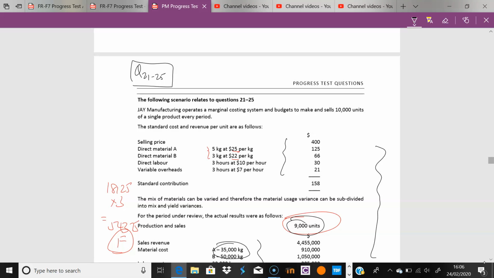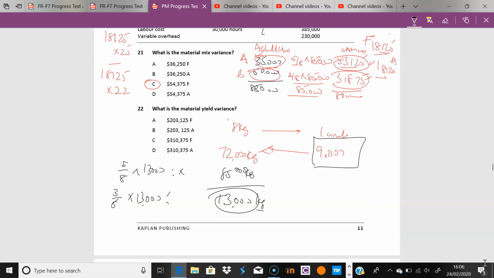The input cost is 25 here and 22 here. So I have 25 here and I have 22 over here. And that's how we deal with that. So I have 5 divided by 8 times 13,000 times 25. And then you have here, this bit here is 203,125.